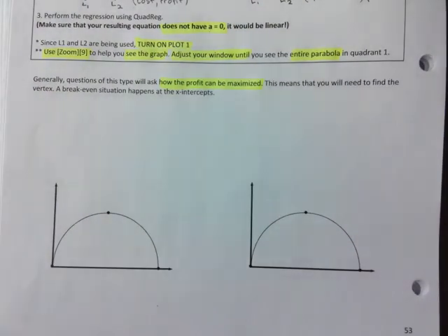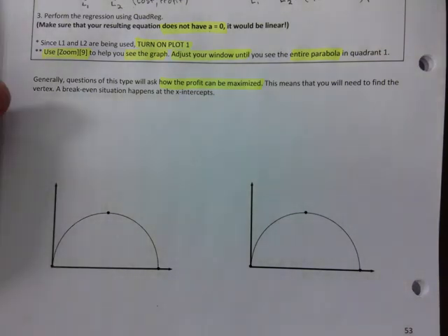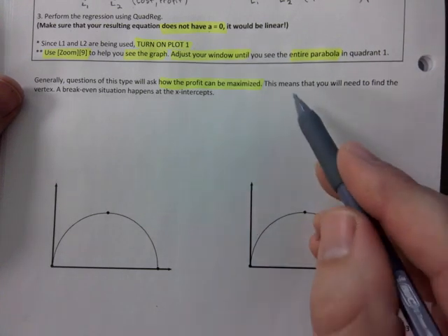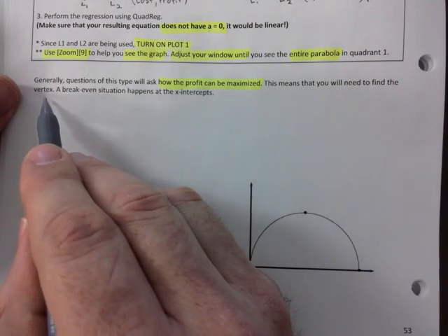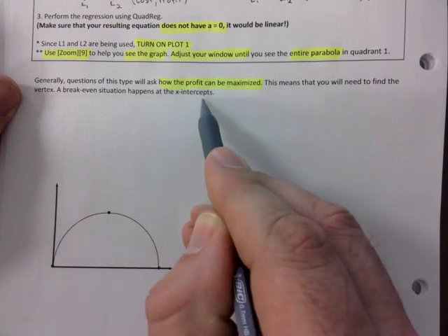And sure enough, a month in or whatever, they were dropping it, and it was going on sale, right? Because they want to maximize profit. There's that relationship between the price of the item and how much profit you make. If you charge too much, you're not going to sell enough. If you charge too little, you're not going to make enough, right? So there's that relationship. This means that you will need to find the vertex. Break-even situations happen at the x-intercept.